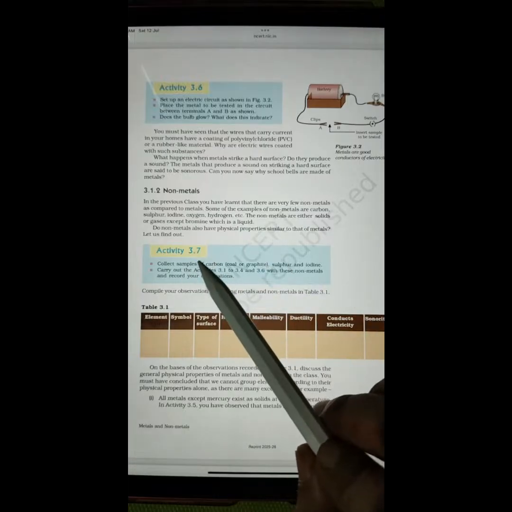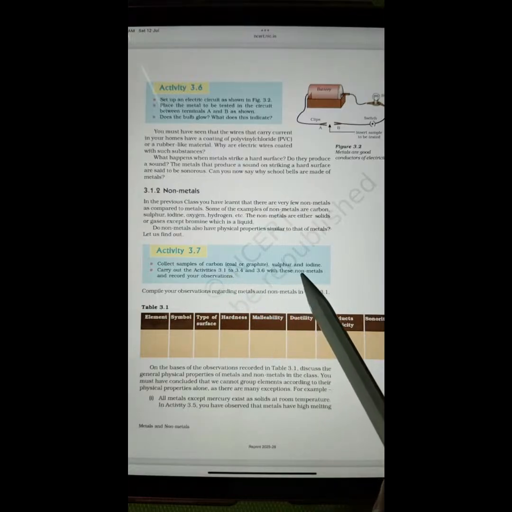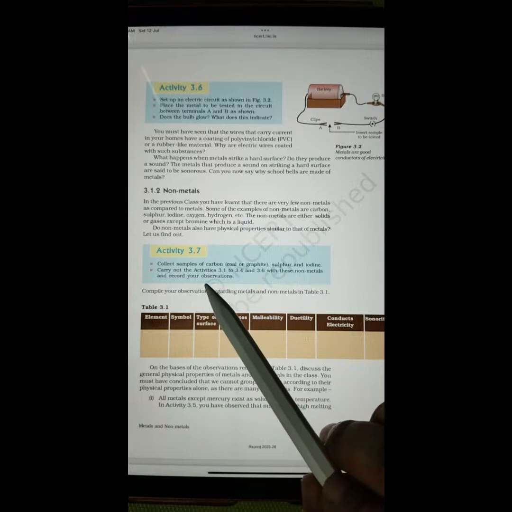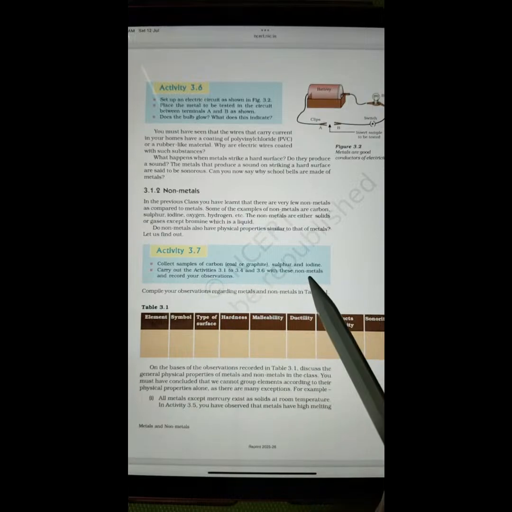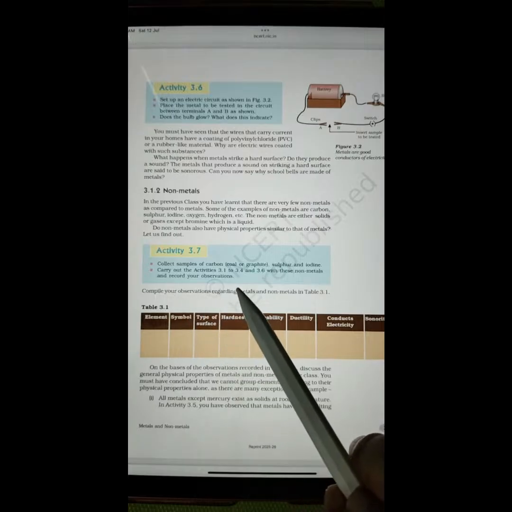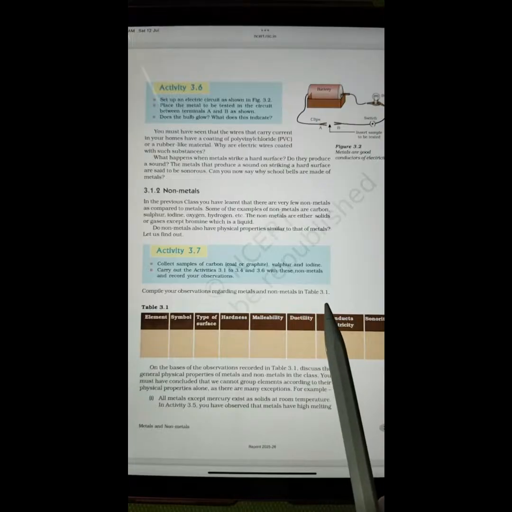Activity 3.7. Collect samples of carbon, coal or graphite, sulfur, and iodine. Carry out the activities 3.1 to 3.4 and 3.6 with these nonmetals and record your observations. Compile your observations regarding metals and nonmetals in Table 3.1.